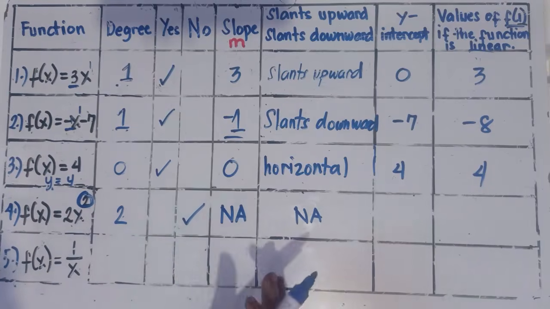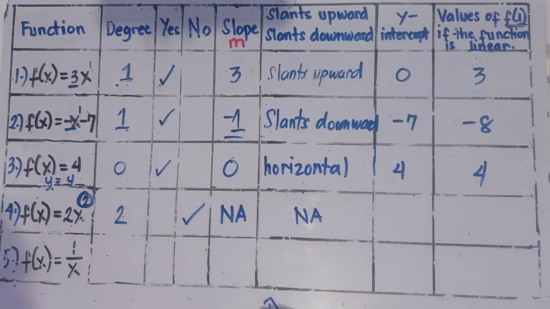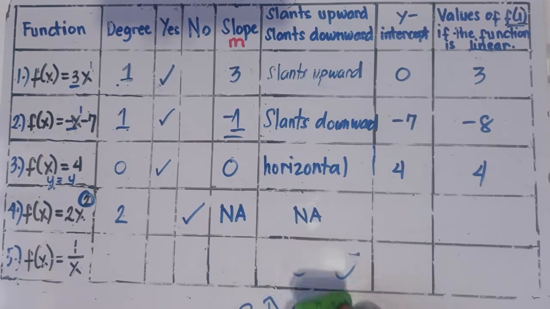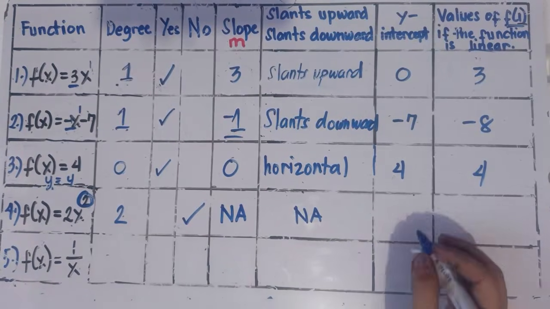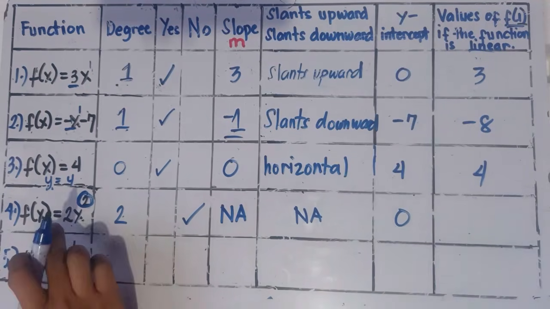Once again, class, the graph will be a parabola. The graph opens upward. It looks like this, class. We call this one a parabola. So not applicable. And then y-intercept, automatic. If we don't have a constant term, the y-intercept will be 0. And then we cannot solve for this one because this is not a linear function.